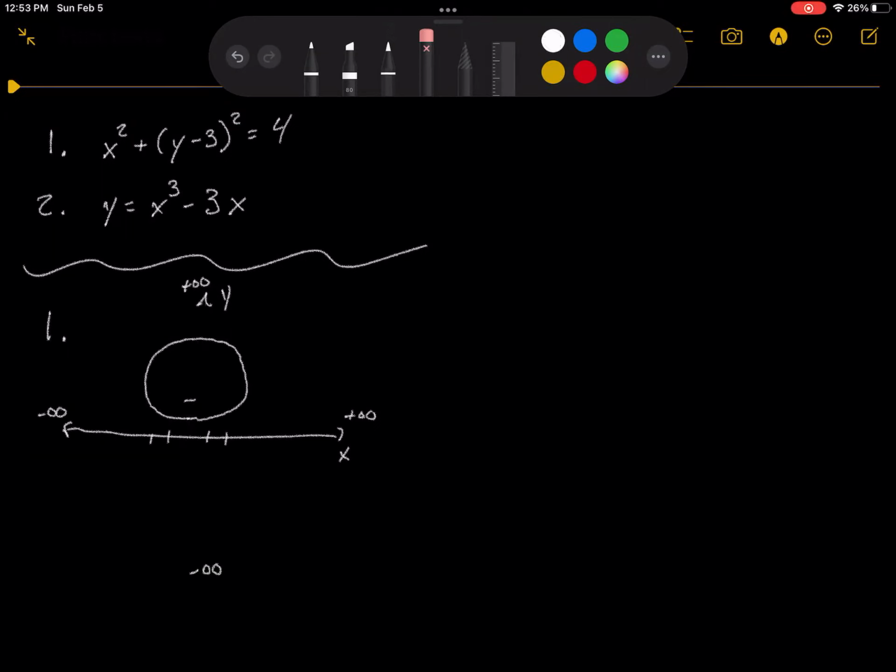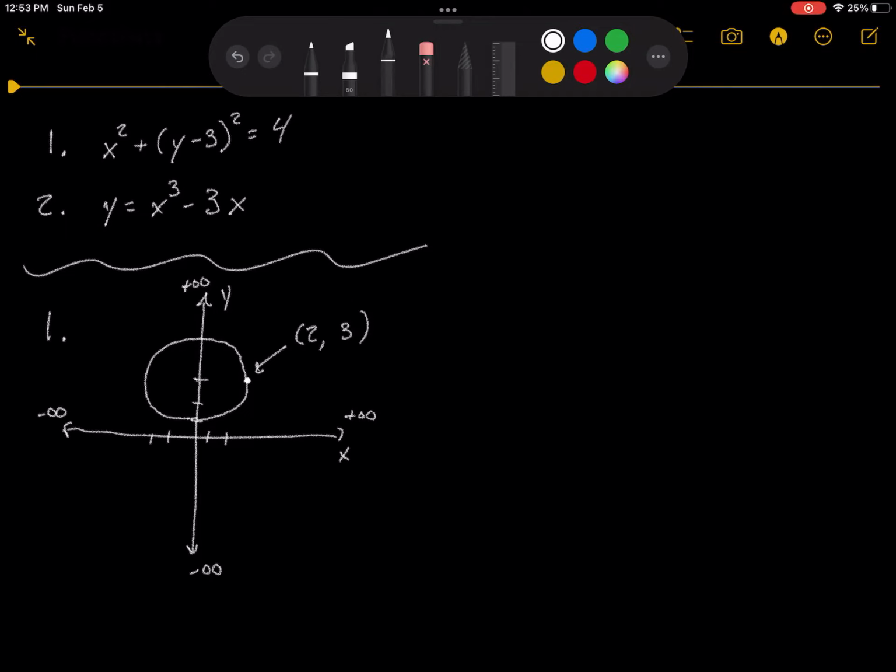Remember, the center of the circle is not on the equation. That does not satisfy. There's the center. All of the points on that circle satisfy that equation. For instance, let's pick a point. What would this point be? If I fixed the y-coordinate as 3, then the radius is 2, so it has to be 2, 3.